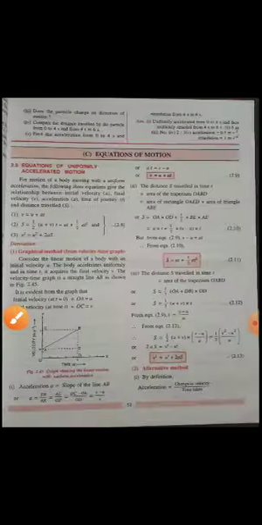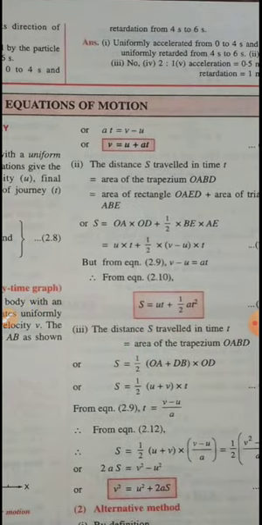Okay, you got this one. This is how we finally obtain it: v is equal to u plus at. So next one, I'm going to calculate the distance.